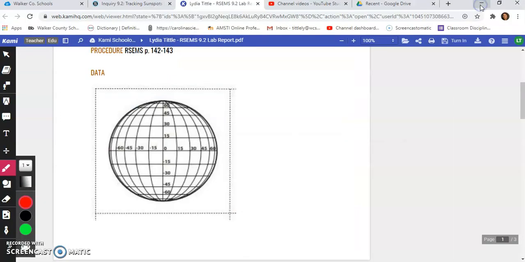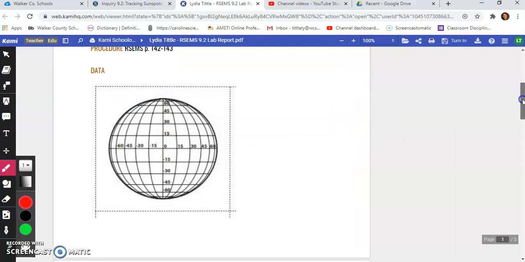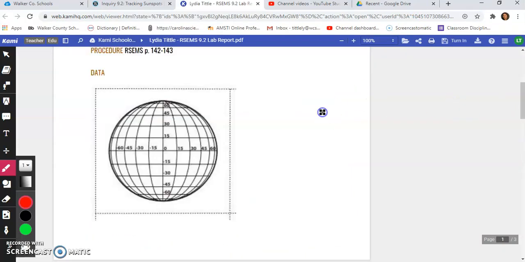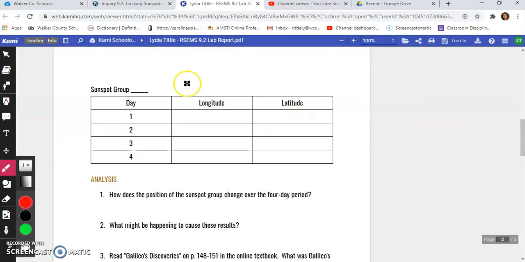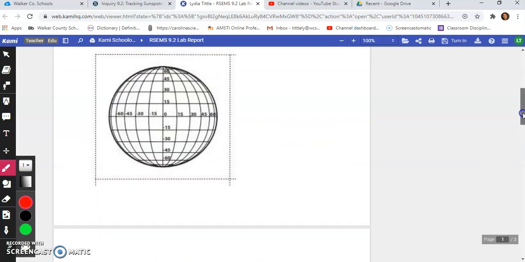Now, for the next part of the lab report, we have some more data. I want you to pick one sunspot group. You can either choose sunspot group A, or sunspot group B, or sunspot group C. Just choose any one of those three, and you're going to use that globe that you just made with the sunspots tracked on it. You're going to find the latitude and longitude of the sunspots.